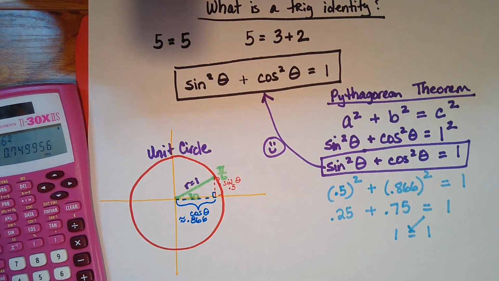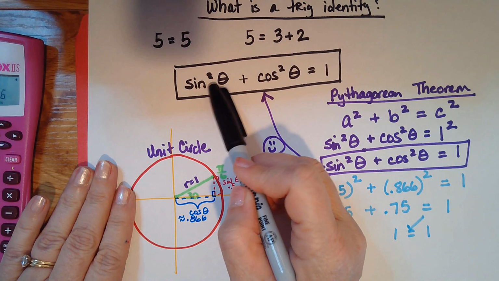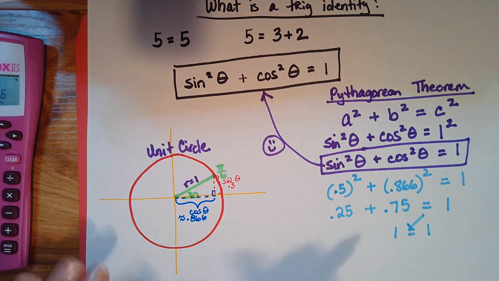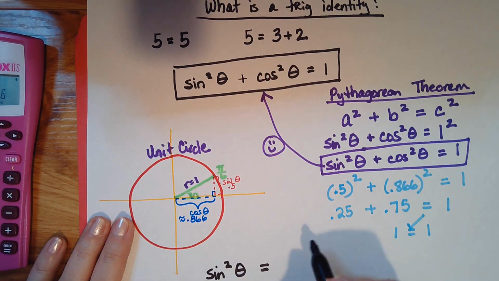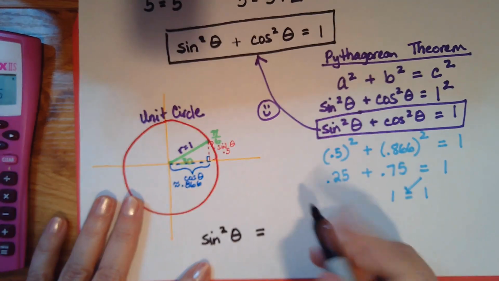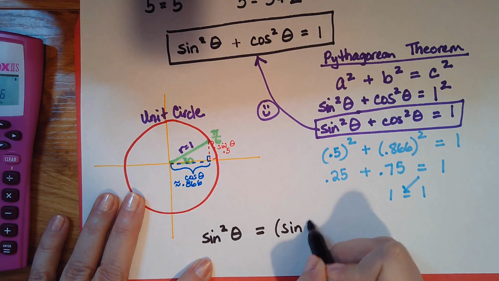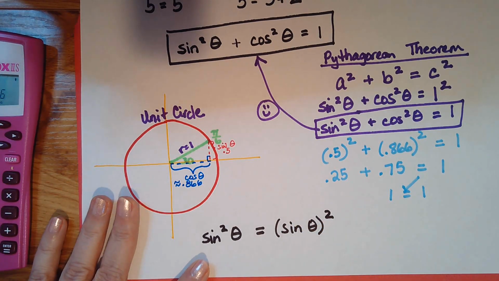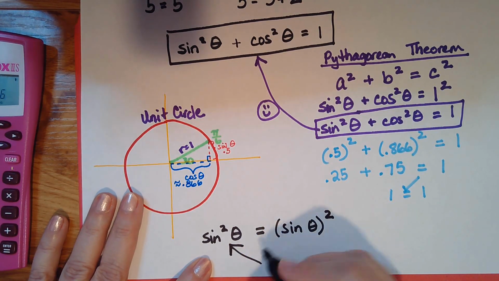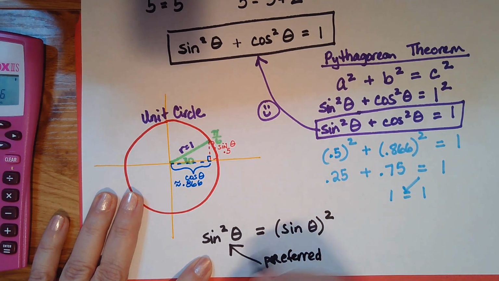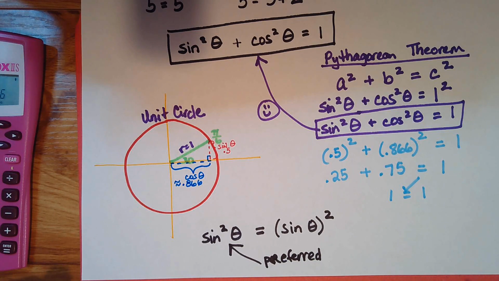Now, before I let you go, I just want to point out one thing. I want you to see how this is written. So we are writing it sine squared theta. That is really the same thing as if I were to write sine of theta quantity squared. Those are totally the same thing. Mathy people usually like this one. So this is the preferred one. Preferred. But they are both equally correct.